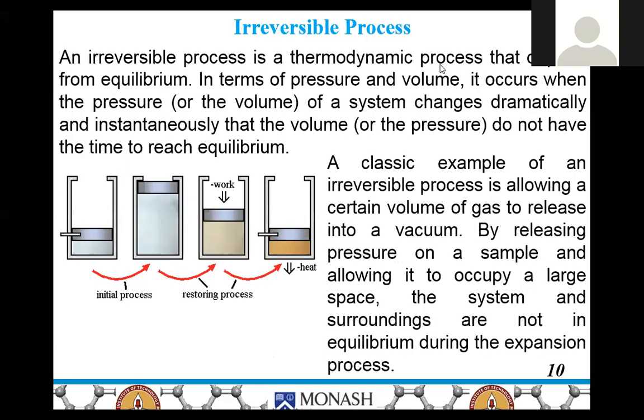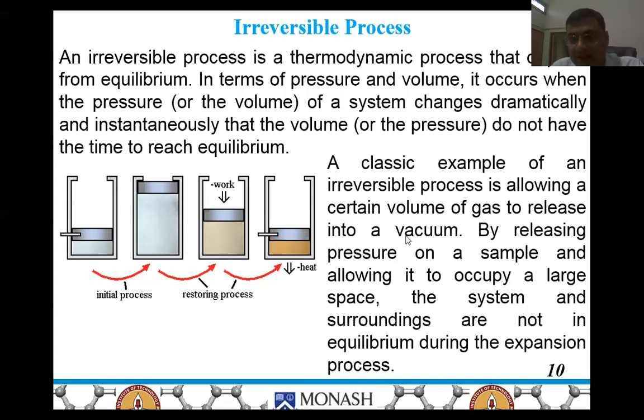Now, irreversible process. An irreversible process is a thermodynamic process that departs from equilibrium in terms of pressure and volume. It occurs when the pressure of a system changes dramatically and instantaneously so that the volume does not have time to reach equilibrium. So it's a sudden process.